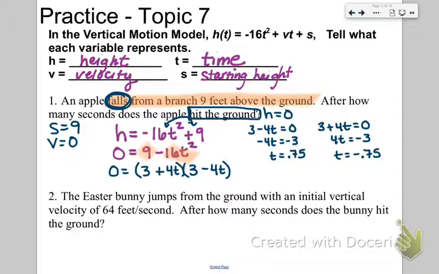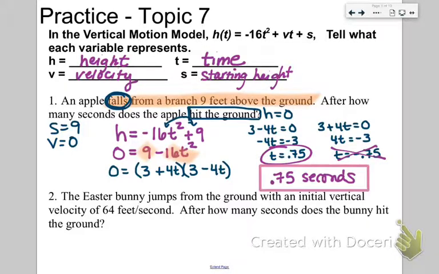So we get t is equal to 0.75 and negative 0.75. Since we can't have negative time, we'll throw away that negative 0.75 and keep 0.75. Final answer, 0.75 seconds. We need to include the word label because it is a word problem.